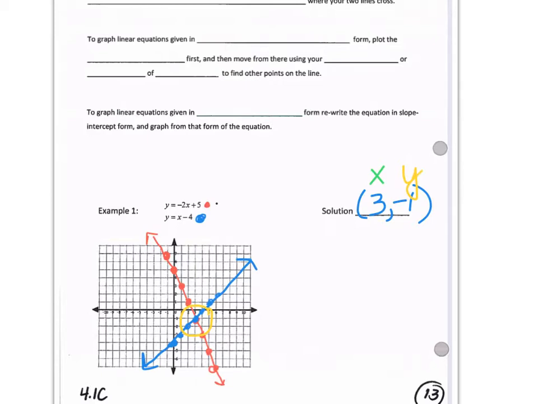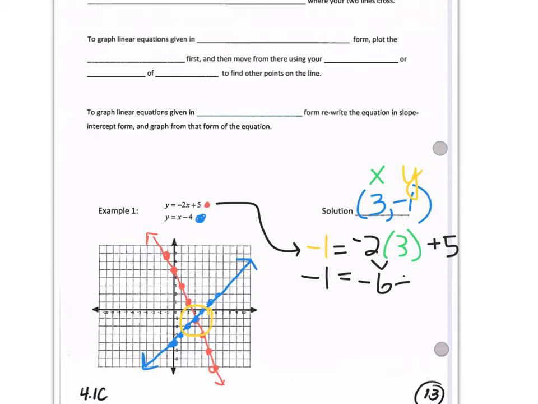If I take my first equation and put negative 1 in the place for y, and put 3 in the place of x, I should get a true statement. So I want to see, is negative 1 equal to negative 2 times 3, which is negative 6, plus 5? Yes, negative 1 is equal to negative 6 plus 5, so that works.